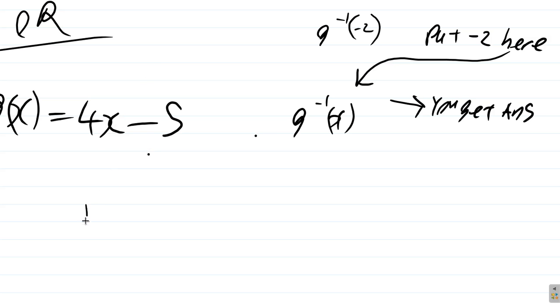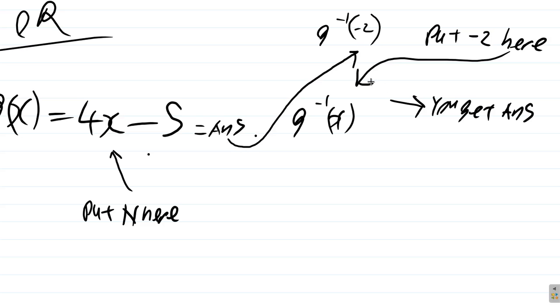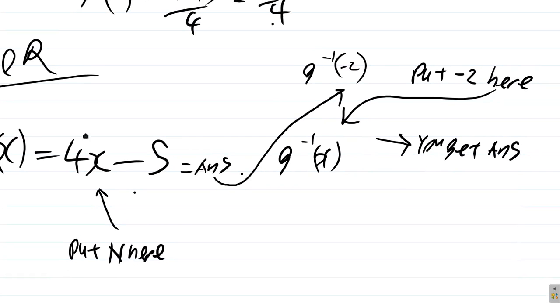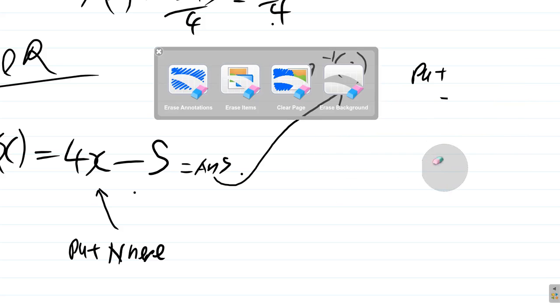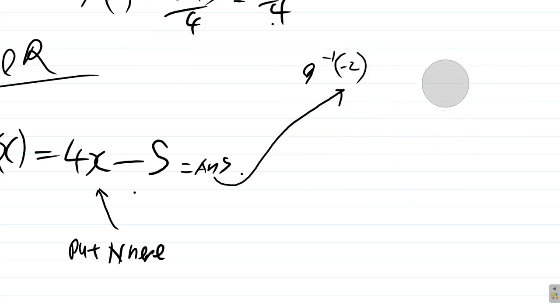If you put a number here, you get an answer. If you put that answer into the inverse, you get back that same number. What is that number? Let us find out. I know this kind of looks mixed up and confusing. Let me just get this. Oh no. Let me put this here.